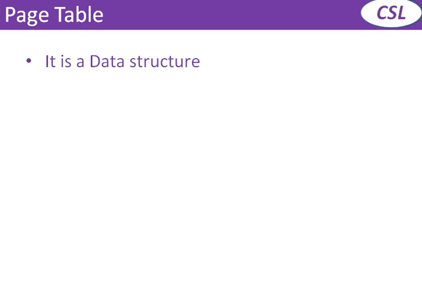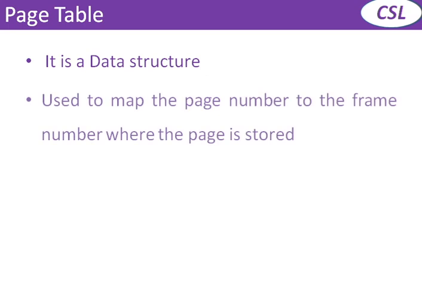Now we will see what is page table. Page table is a data structure. It has to store certain information, and this is used to map the page number to the frame number where the page is stored. We already covered the paging concept in the previous video. In paging, our process is divided into different parts, which we call pages, and main memory is divided into different parts, which we call frames, and each page is mapped with the corresponding frame. So the page table has the information by which we can map the frame with the corresponding page.